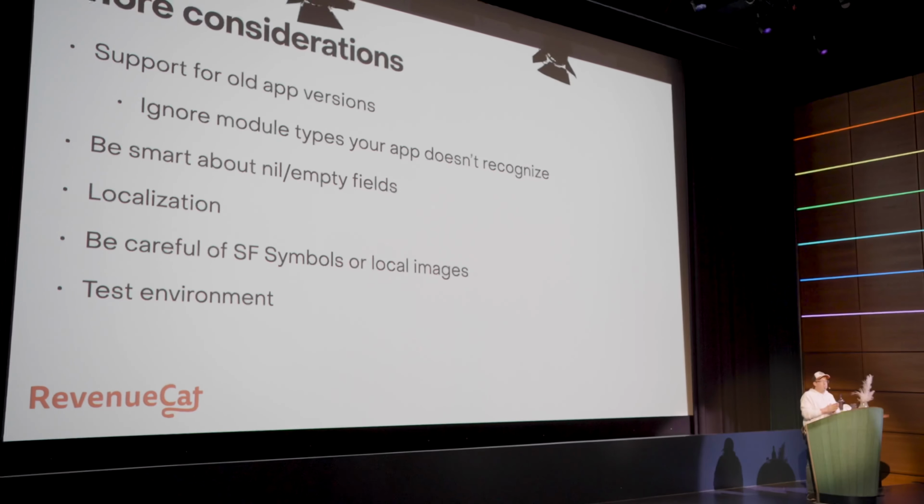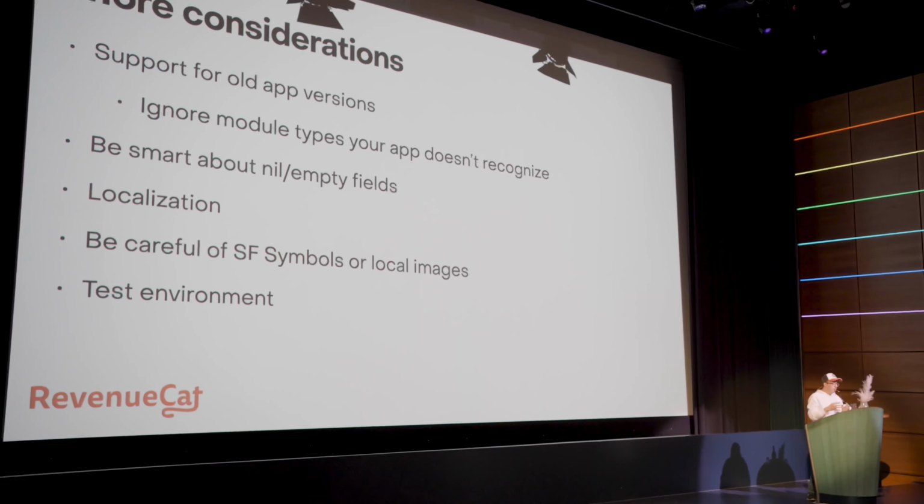Localization is also something you always need to be thinking about. Any strings coming from your back end are going to be shown to your users, so you need some sort of mechanism to localize them if your app is localized. Using SF Symbols or local images can be a really good idea as opposed to image URLs because they're going to show instantly. But obviously, you have to be really careful about old app versions not recognizing those image types.